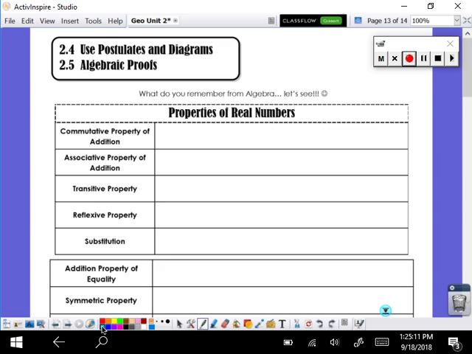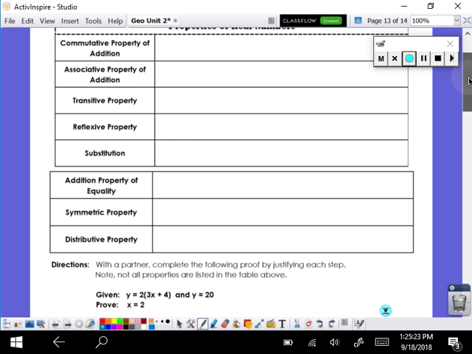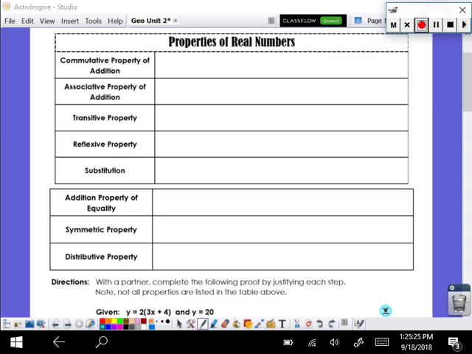So here we go. If you want to pause it really quickly and go through these properties of real numbers, go for it. See what you remember from algebra. Once you're done writing down all of your ideas, unpause it and I will go through them with y'all. All right? So, first, the commutative property.